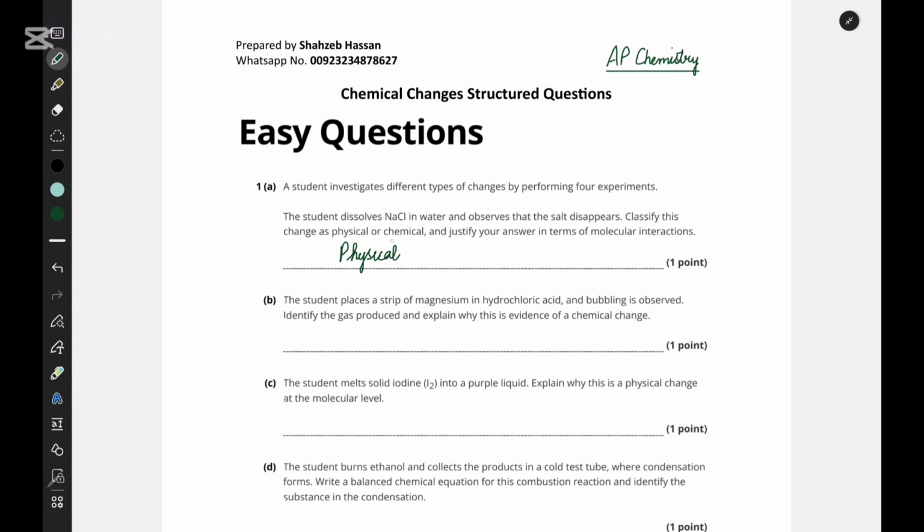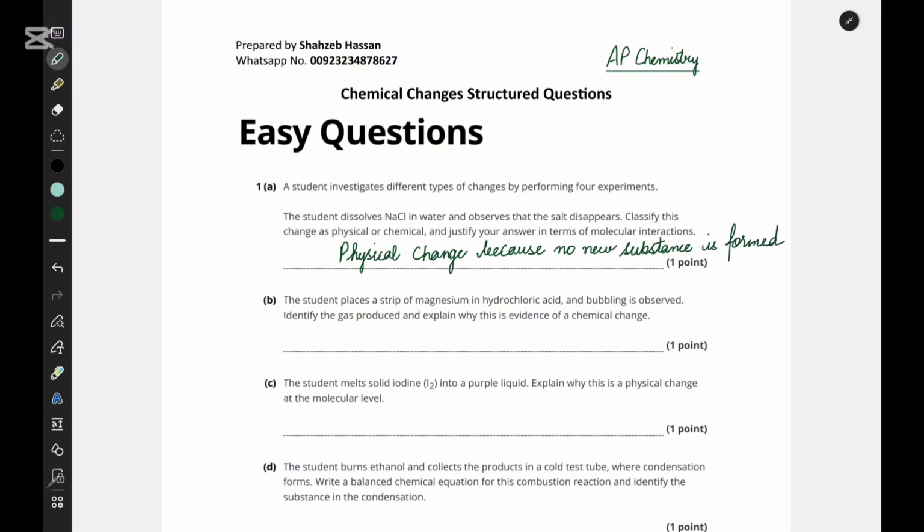That is a physical change. Why? Because no new substance is formed.